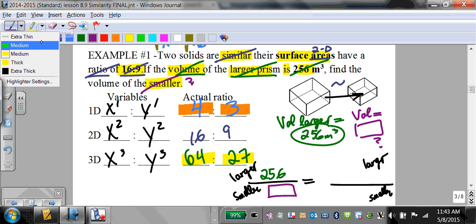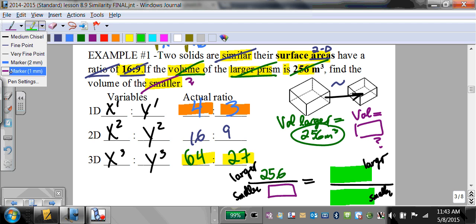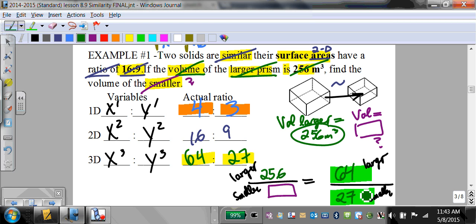Now, I want you to decide, real quick, instantly, what ratio goes there. Don't say it out loud. Hey, Trey, what are you thinking? The third dimension. So what ratio are we using, sir? Do we do 27 to 64 or 64 to 27? Bingo, because we're going larger to smaller. That's why we label, guys. Ready? No, you may not use a calculator.